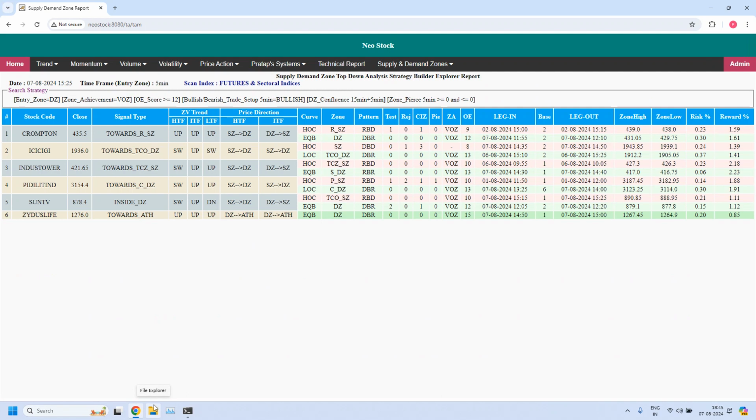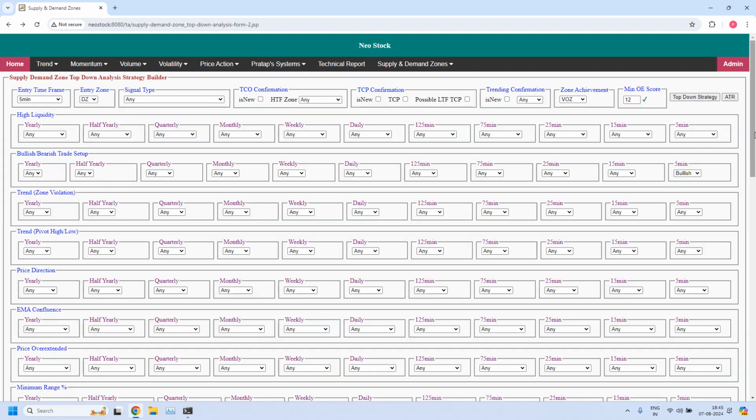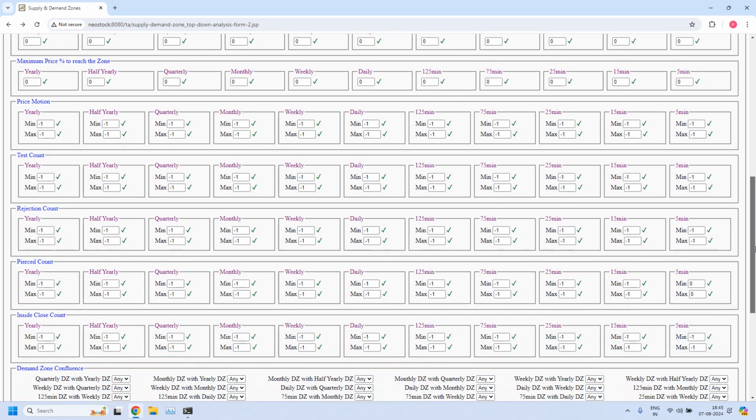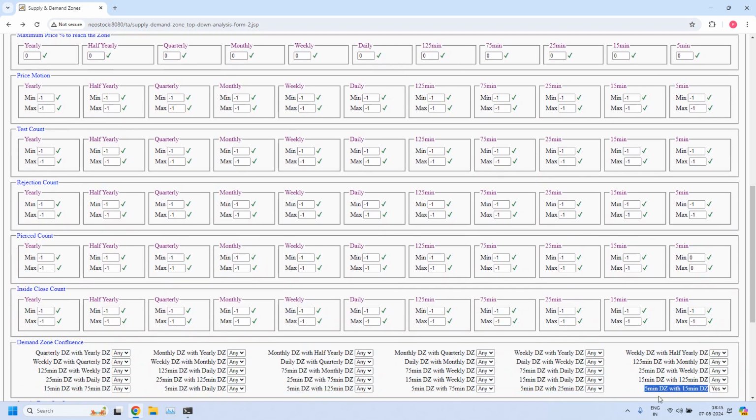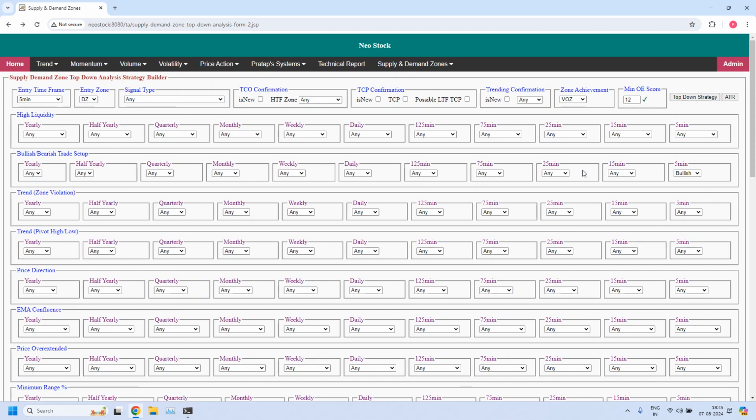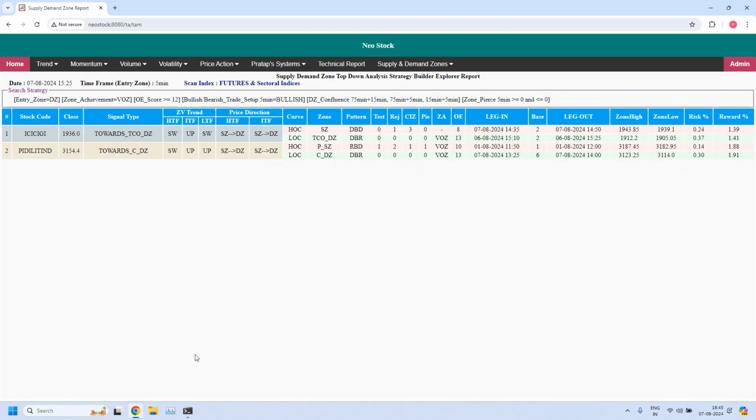Now let us check how many of these stocks again have confluence with the HTF time frame. HTF is 75 minutes. Five minutes with 15 minutes, next 5 minutes with 75 minutes we are enabling, and also 15 minutes with 75 minutes we are enabling. With all the 3 confluence, 2 stocks are filtered. So this is about the bullish trade setup for the hourly income trade.